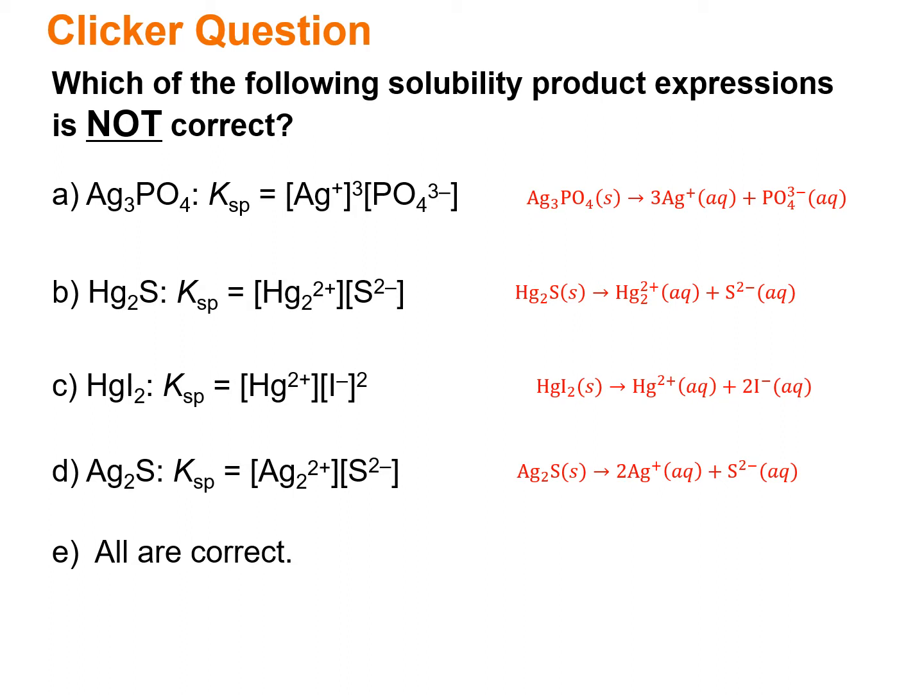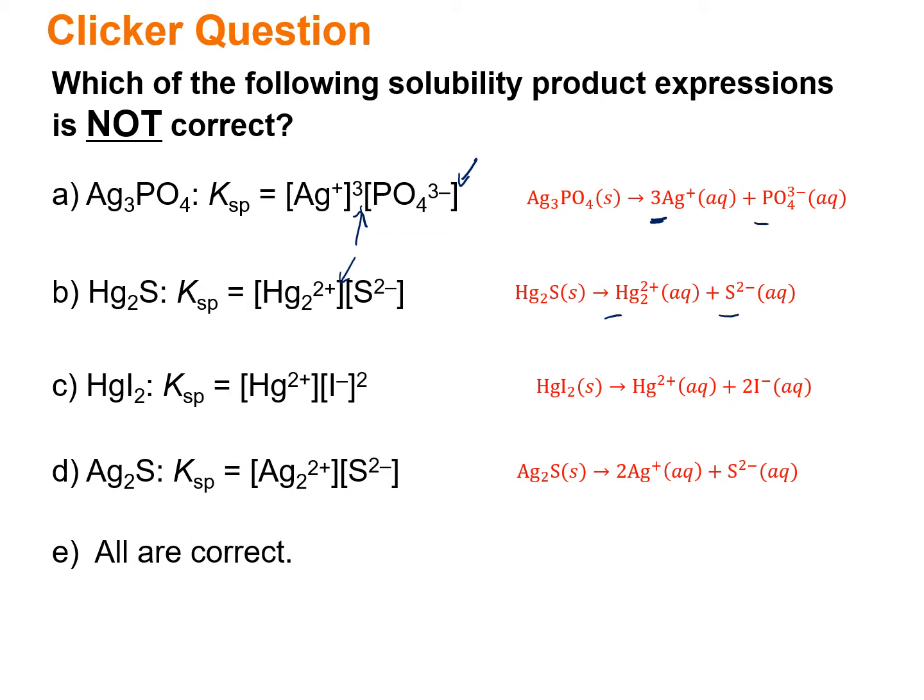Which one of those is inconsistent? If we look at the first one, we can see immediately that the silver here has a 3 in front of it, and we also have a 3 here, so that looks okay. If we look at the phosphate, it has a 1, and we see a 1 up above there, so we should be good there. This one has a 1 in front and without a coefficient or some exponent there, we assume it's 1, so that looks consistent.